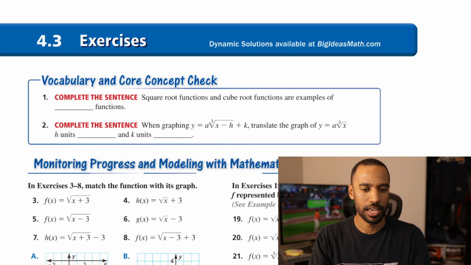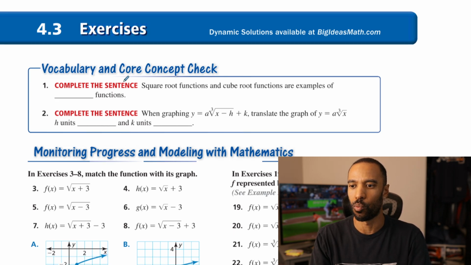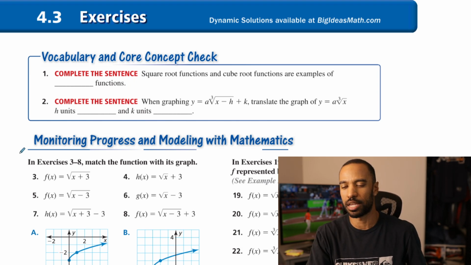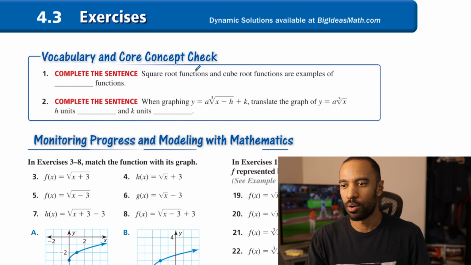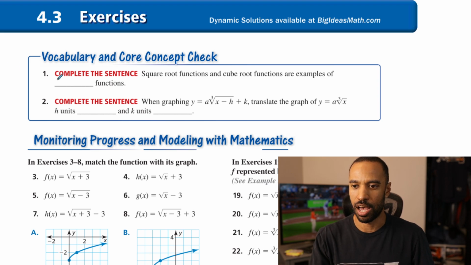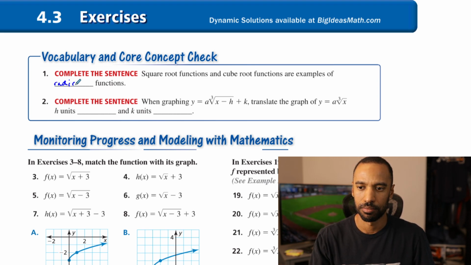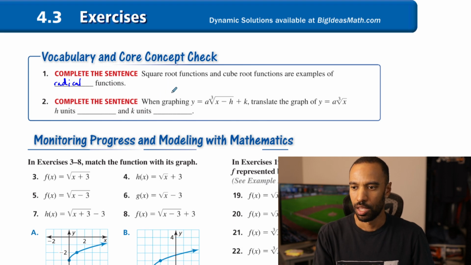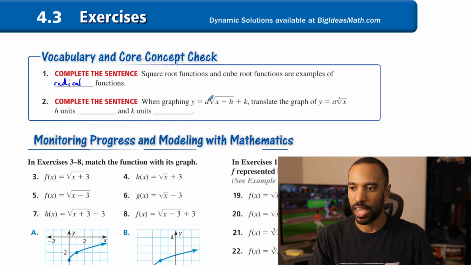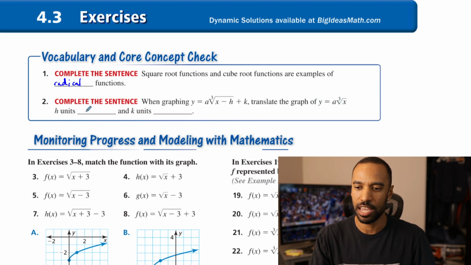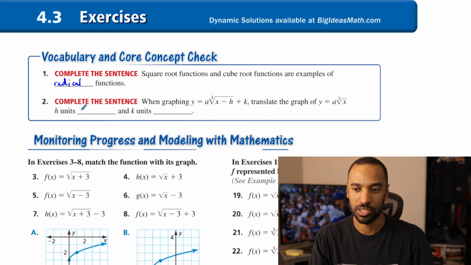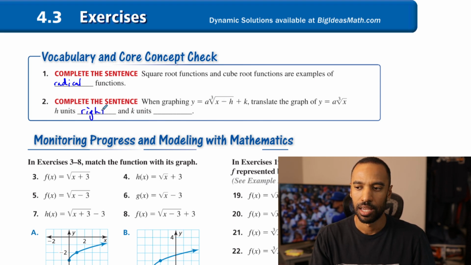Okay, that thus ends the lecture. Let's get into problems 1 and 2 in the vocabulary and core concept check. Let's complete the sentence. Square root functions and cube root functions are examples of radical functions. When graphing y equals a times the cube root of x minus h plus k, translate the graph of y equals a times cube root of x, h units to the right, and k units if it's a plus k, k units upward.